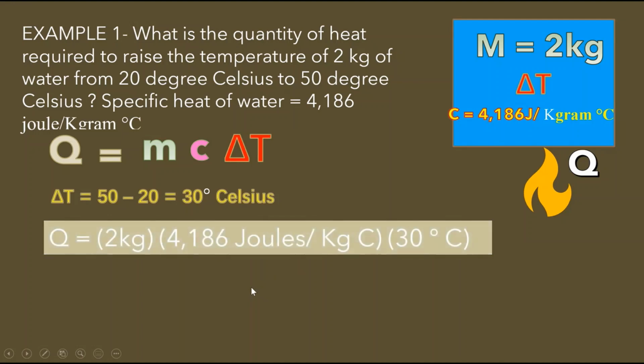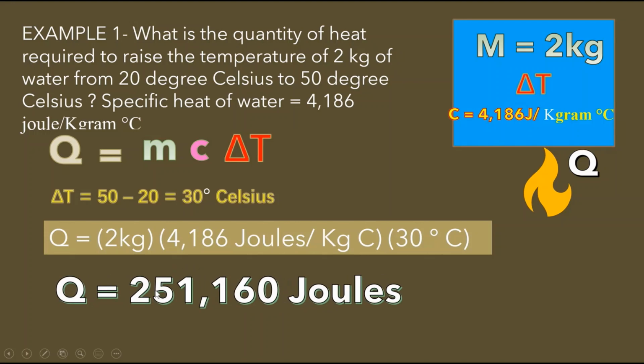Okay, so here we have to calculate the Q, and it comes out to be 251,160 joules. So you can understand why this quantity of heat is a lot of energy. It just takes a change of temperature of 30 degrees Celsius. So for a 30 degrees Celsius temperature difference, we need this quantity of heat. So let's do a complex example, because this was a pretty simple example.